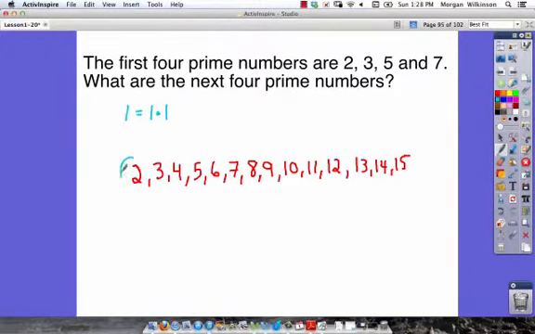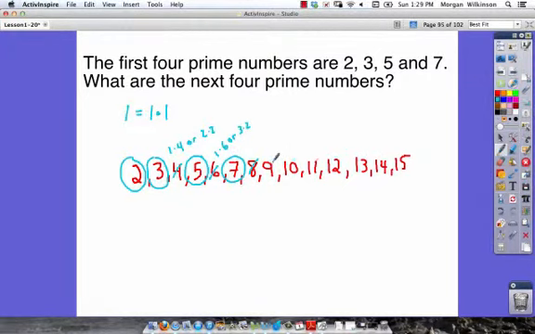Now we know 2 is prime, we know 3 is prime, and we know 5 is prime, and we know 7 is prime. 4 is not prime because we could say 1 times 4 or 2 times 2. 6 is not prime because we could say 1 times 6 or 3 times 2. 8's even. It can't be prime, so we're going to cross it off. We'll cross off the 4 and the 6 as well.